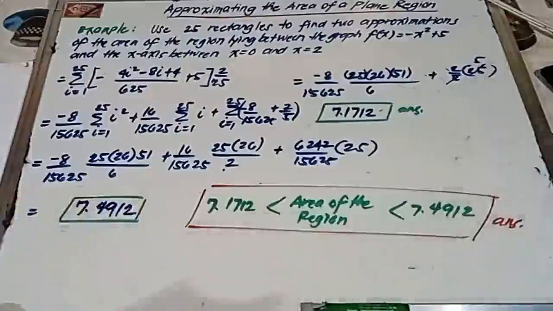So, that is how to approximate the area of a plane region gamit yung ating circumscribe at saka inscribe rectangles, gamit din yung left endpoints at saka right endpoints. Gamit din yung ating properties and formulas ng ating sigma notation.